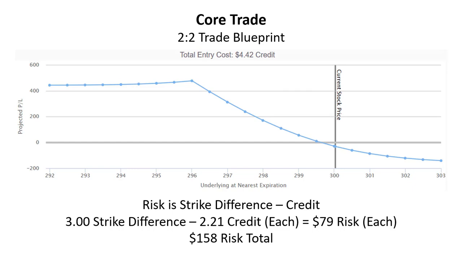But the risk is the strike difference minus the credit. So the strike difference is $3. The credit is $2.21 each, which means on this trade I have a $79 risk on each spread, and of course I have two of them. It's a 2-2. And so my total risk is $158. And that's going to happen somewhere up to the upside. Now, if I have a $4 credit, what that means is that I'm risking $200 to the upside.